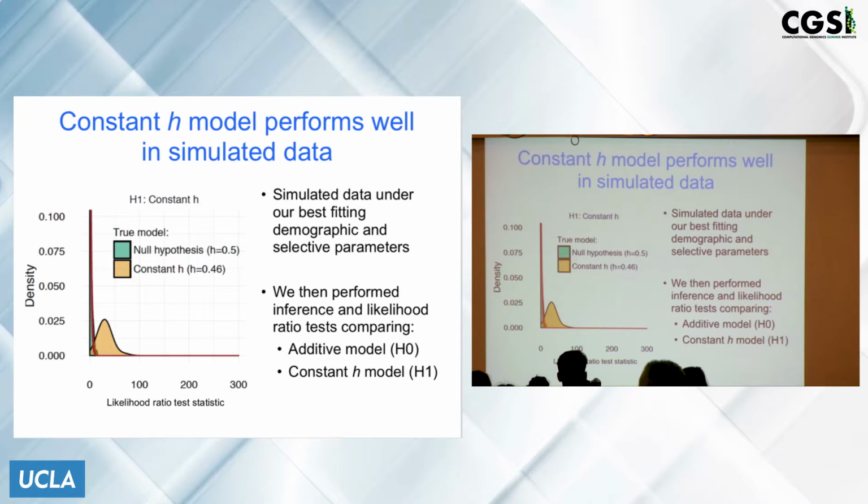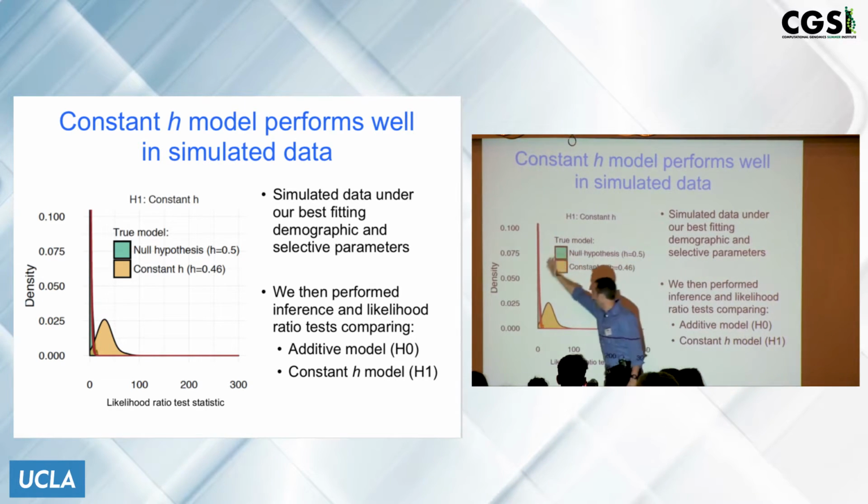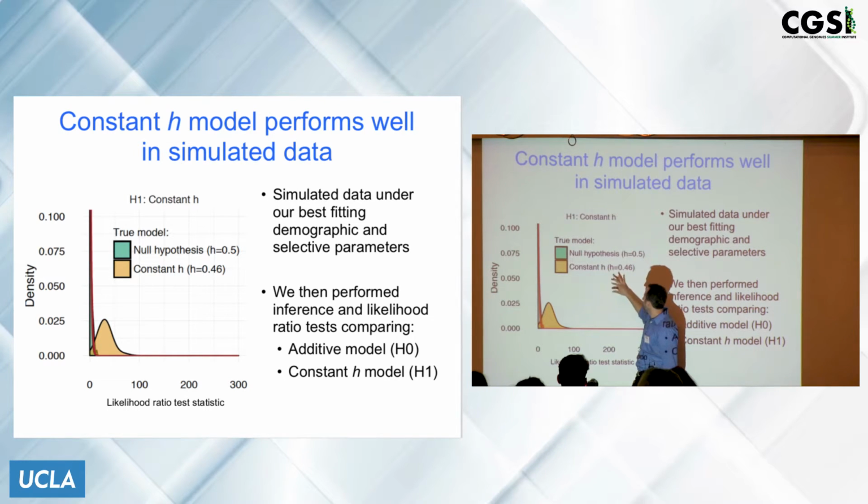But we also did simulations, as one would do when developing a new population genetic method. You do simulations under the model and look at the behavior of the test statistics. So this is looking at the behavior of the likelihood ratio test statistic, where we simulate data under the null hypothesis where things are additive, and then fit the constant H model and compare that to the additive model. This is then our distribution of the test statistic under the null, which follows this green line. It's close to the asymptotic chi-square distribution, although the tail is a bit heavier. For the constant H model, you can see here that the likelihood ratio test statistic is shifted very much to the right, which is what you would expect, indicating we have good power to tell them apart.